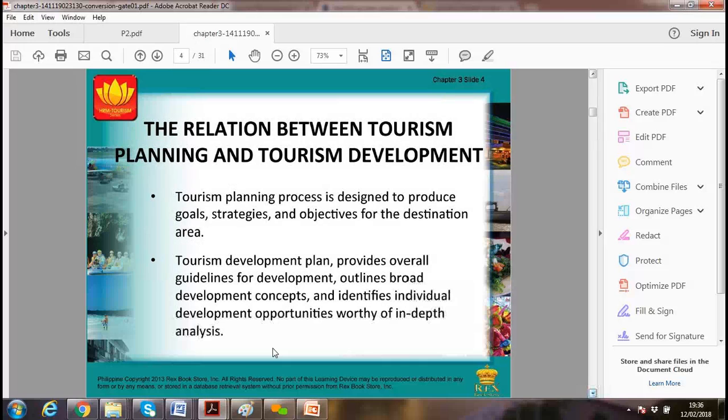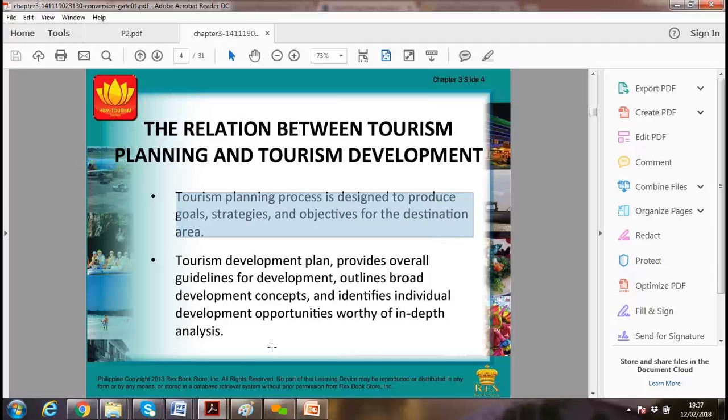If those are all happening, then of course that will help. When we look at the relationship between tourism planning and tourism development, in business management planning is quite crucial, and we're looking at the development side of it. Tourism planning is a process designed to produce goals, strategies and objectives for destination areas, because of the local businesses, and how these will impact on the local cultures and things as well.